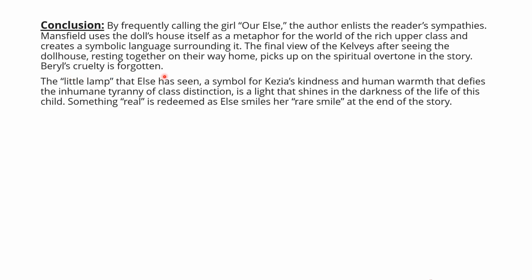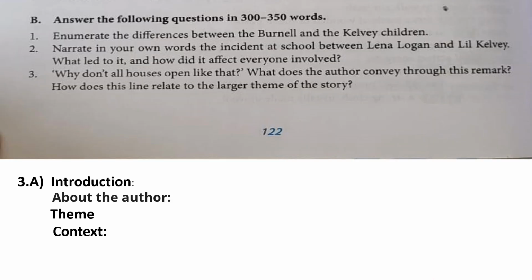Beryl's cruelty is forgotten. They forget. The little lamp that Else has seen, a symbol for Kezia's kindness and human warmth that defies the inhumane tyranny of class distinction. Class distinction means discrimination between poor and rich, is a light that shines in the darkness of the life of this child. Something real is redeemed as Else smiles her rare smile at the end of the story. So there is a ray of hope, students. So that was the answer.